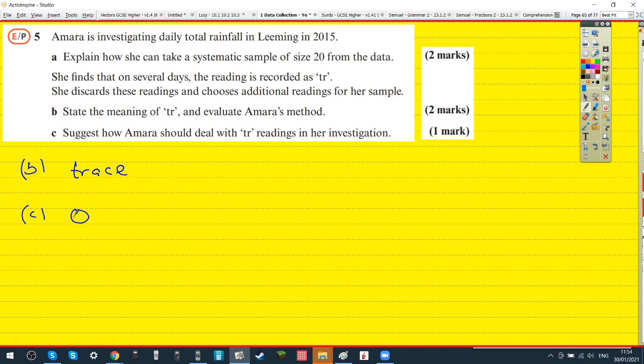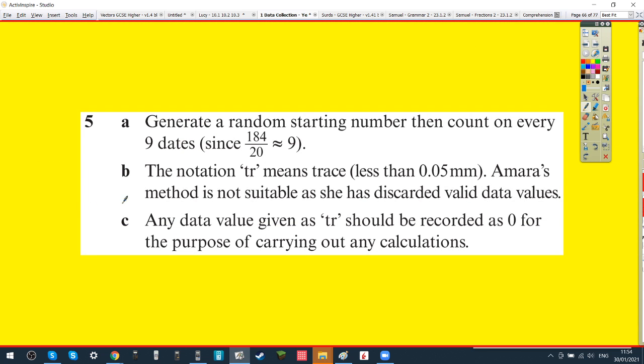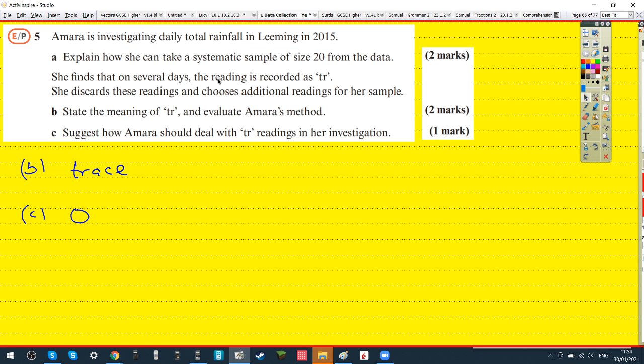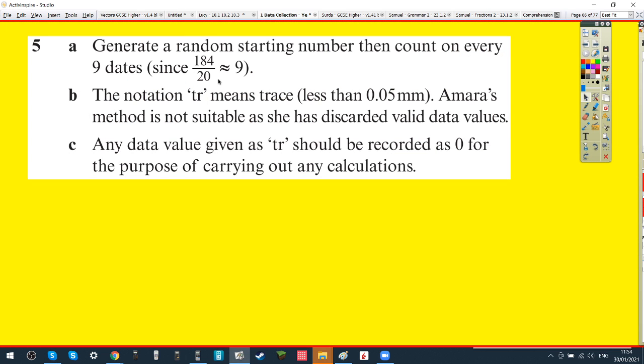All right. Let's see. So she generates a random starting number, then counts on every 9 dates. So there was 184. Yeah. So maybe we need to look up the spreadsheet for that. I don't think we do. We'll see. Yeah. TR means trace, which is less than that. Any data could be recorded as 0.